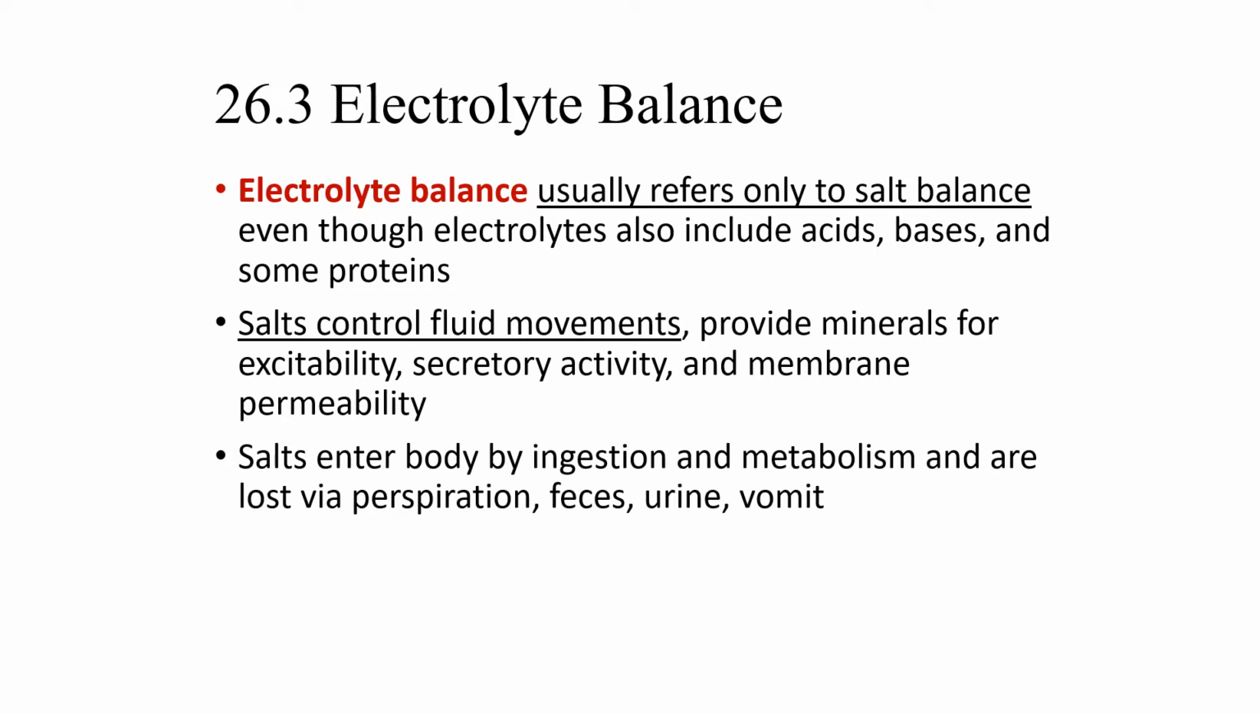So when we look at electrolyte balance, mainly we're talking about salt. Electrolytes include acids, bases, and some proteins, but most of the time we're going to look at salts and how they control the movements in our body. How do we take in salts? Mainly we eat them. Metabolism produces some, and they're basically lost by respiration, feces, urine, and vomit. And when our salts are out of balance, then our water is out of balance, and this can cause major metabolic problems.